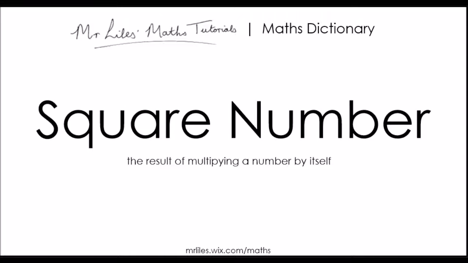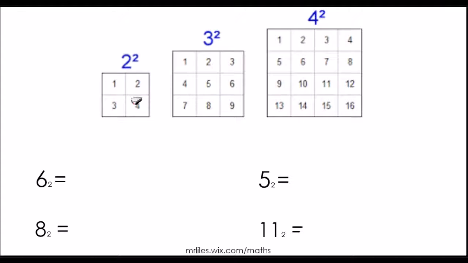Square number. The result of multiplying a number by itself. This is a good little illustration. And you see squared numbers, when we square a number, we put a little 2 by it, usually at the top. So 2 squared is the same as 2 times 2, which makes 4.